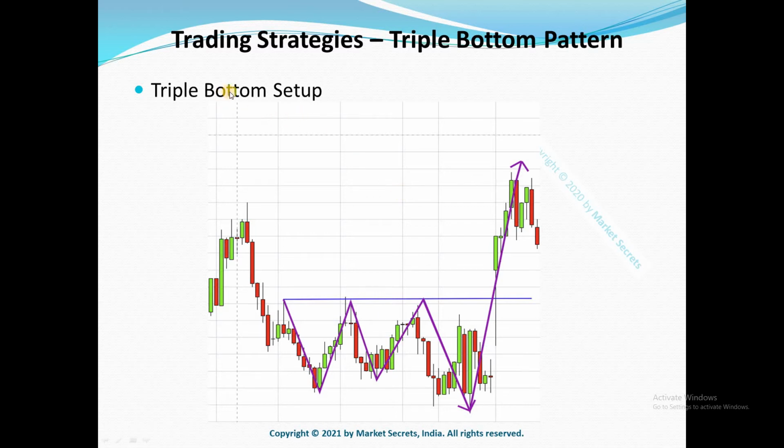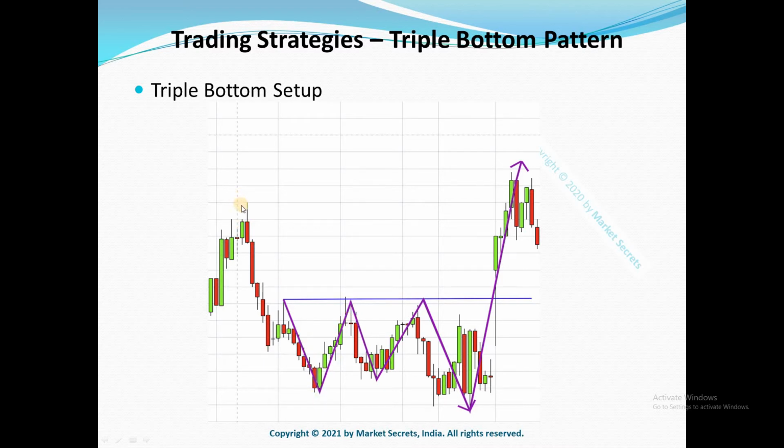Here is an example of a triple bottom setup. If you look here, this is your first valley, this is your second valley and this is your third valley. And this horizontal line is your trend line. So let's start with the first valley. First valley is nothing but a simple V or U-shaped formation.